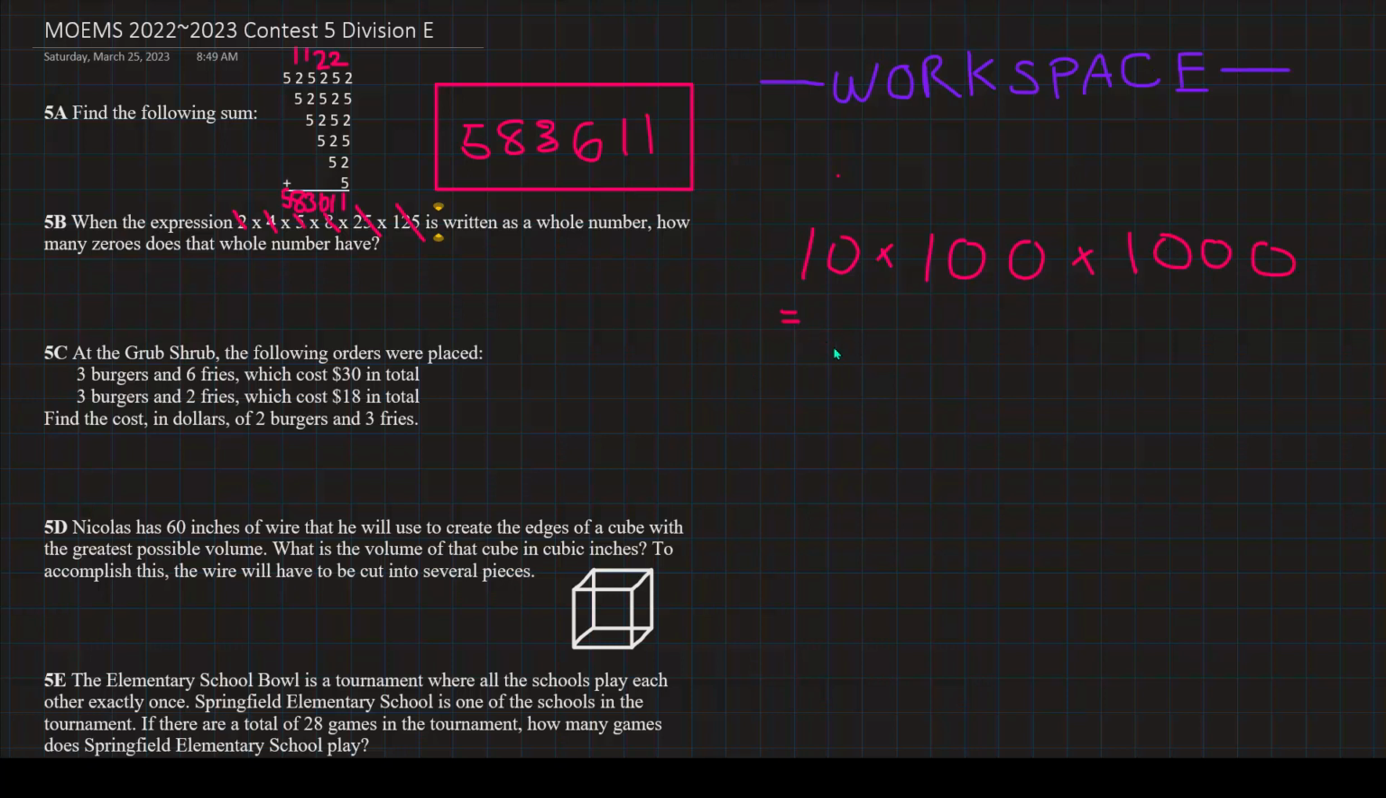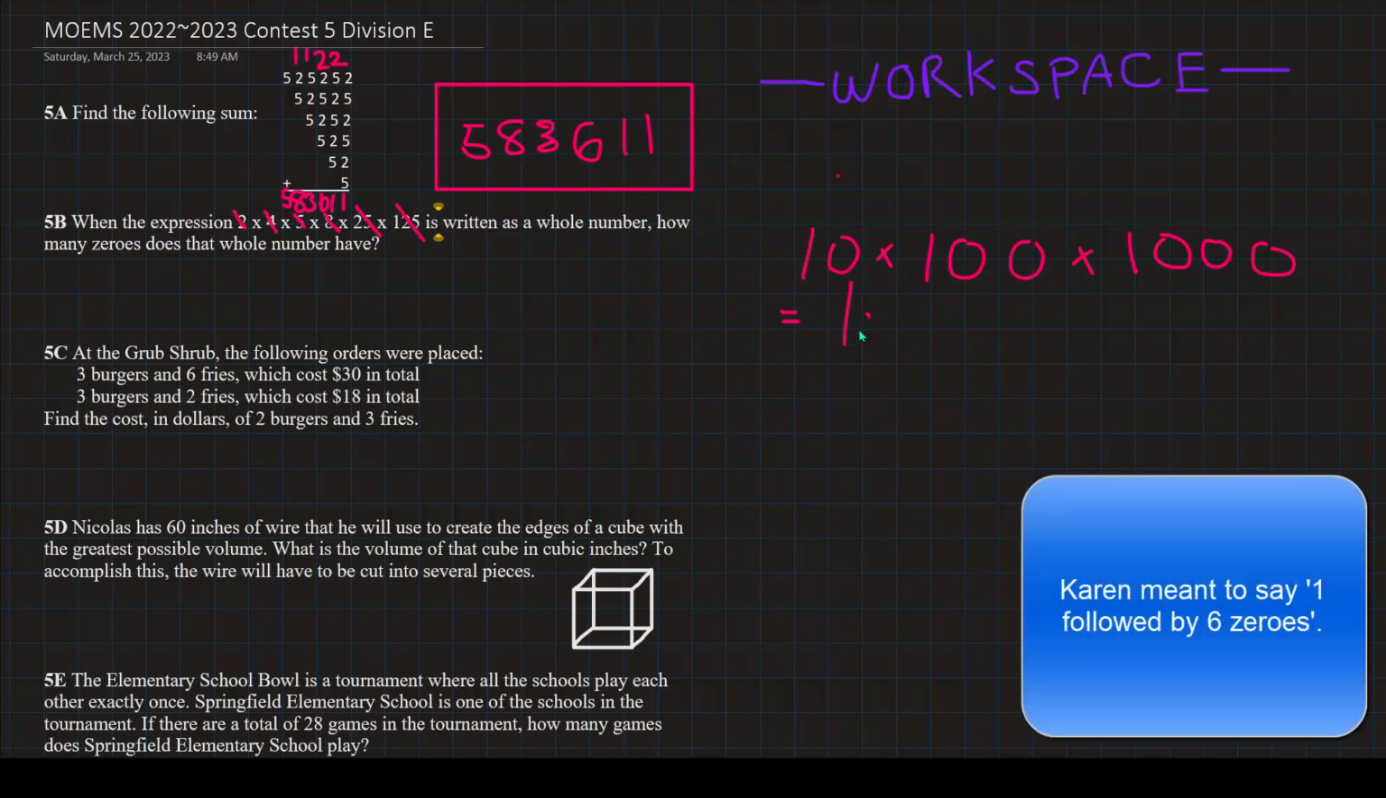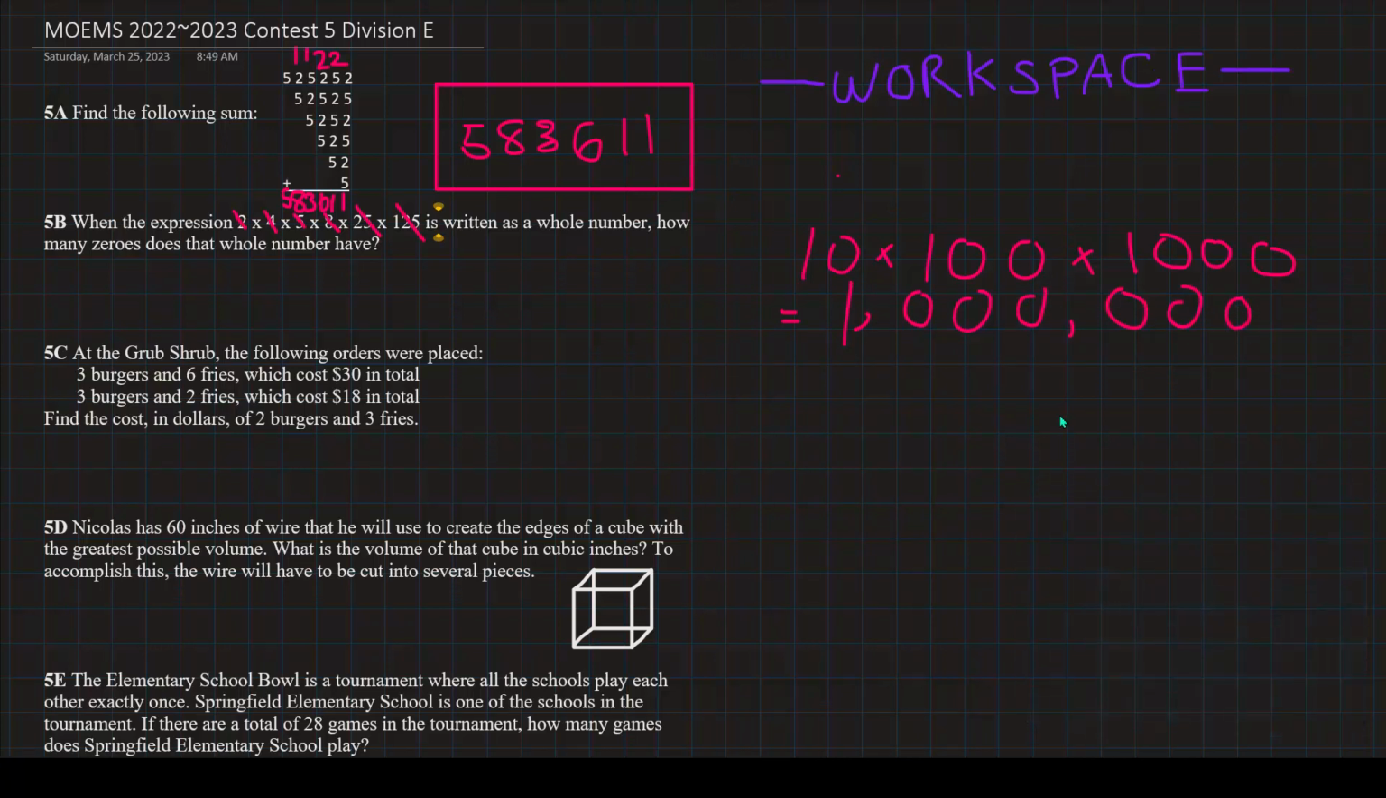So after multiplying, we just have a 1 followed by the number of zeros. So 1, 2, 3, 4, 5, 6. That would be 1 million. 1 followed by 3 zeros. So 1 million would be the simplified version of this expression.